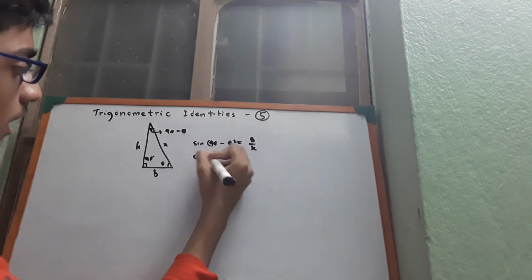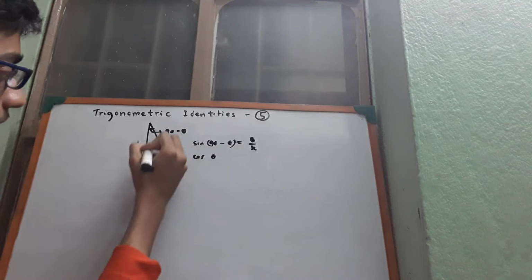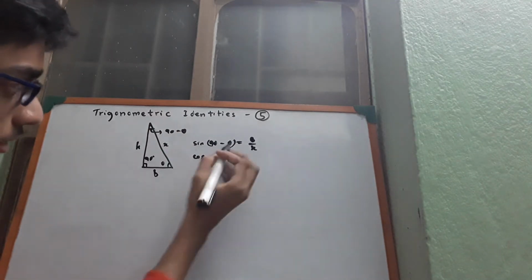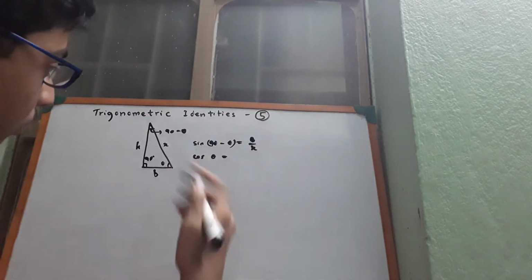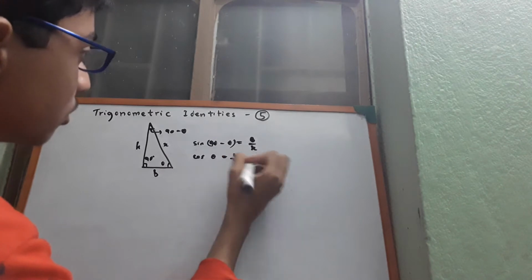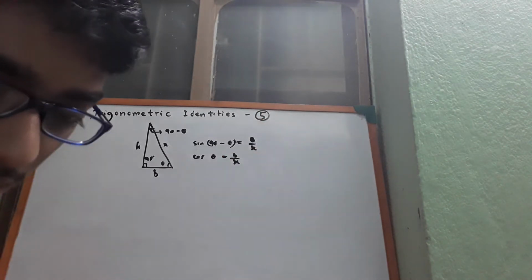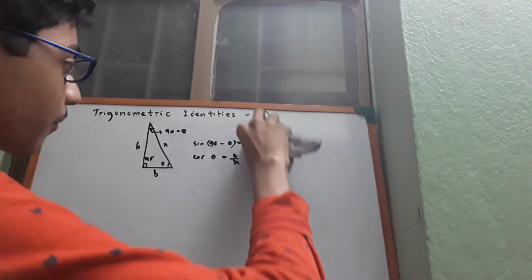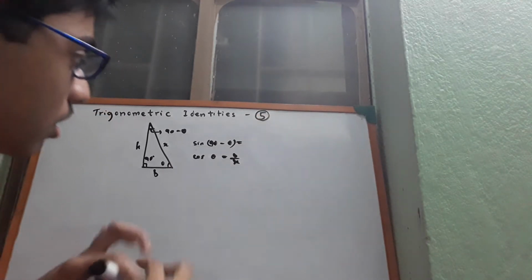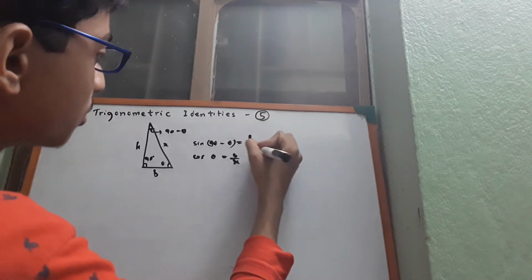And what is cos theta? Cos of theta, with respect to this angle, is the adjacent side over hypotenuse. That's just b over x. So they're equal. Sorry, the pen ink is a bit hard to understand, so I hope you can make it out.